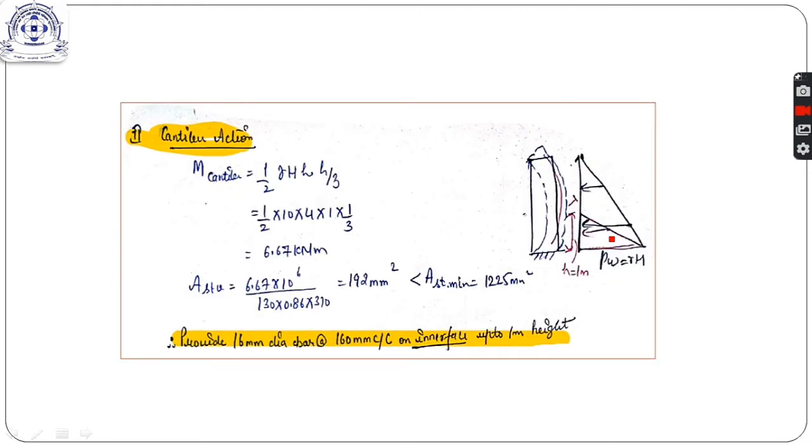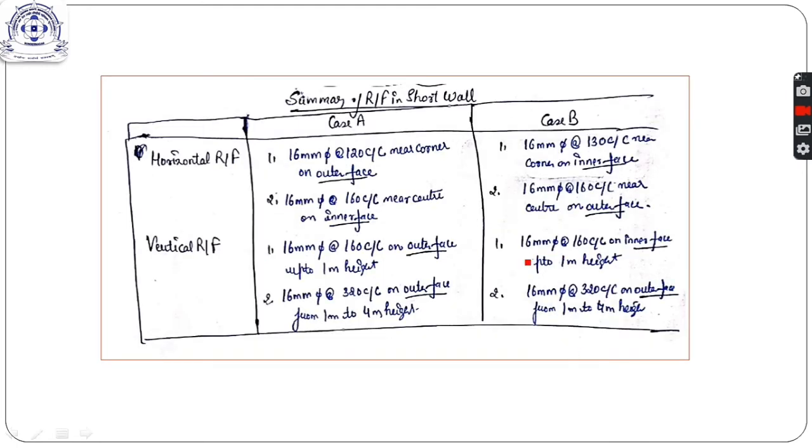Now the cantilever action will be like this. The water pressure is acting on the inner face, so there will be tension on the cantilever on the inner face. So we calculate the reinforcement. We are getting it like this on the inner face up to 1 meter height. So I have summarized here the short wall reinforcements for case A as well as case B.